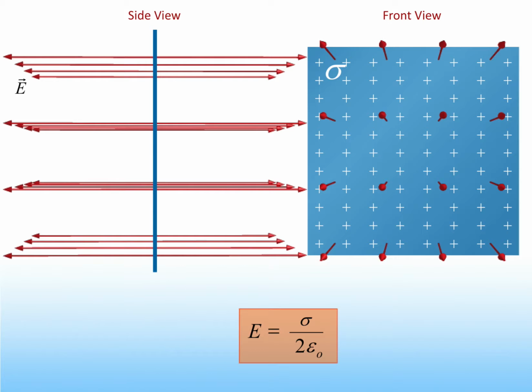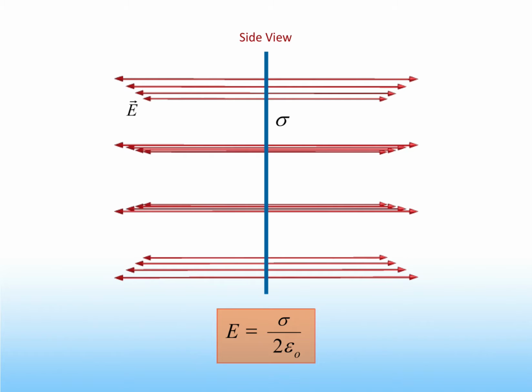Perhaps this result seems surprising to you. The field from an infinite sheet of charge does not depend on the distance from the sheet. We can actually understand this result if we think about the field lines produced by an infinite sheet of charge. Since the sheet is infinite, the direction of the field must be perpendicular to the sheet.